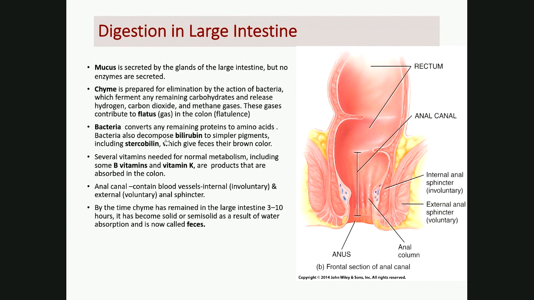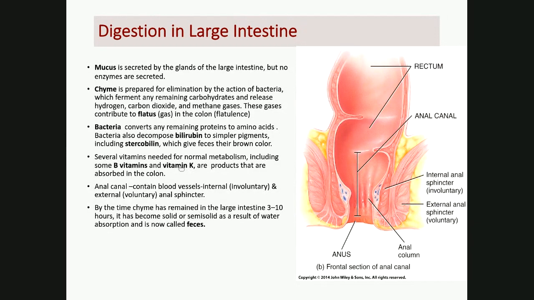And it decomposes bilirubin into a simpler pigment called stercobilin, which gives the feces a brown color. This whole process allows us to produce vitamin B and vitamin K that are absorbed into the colon.